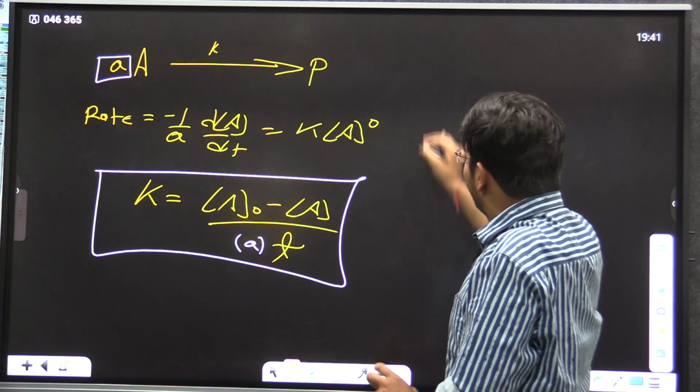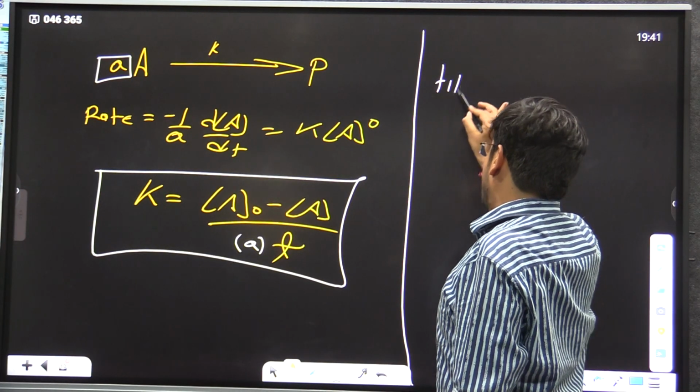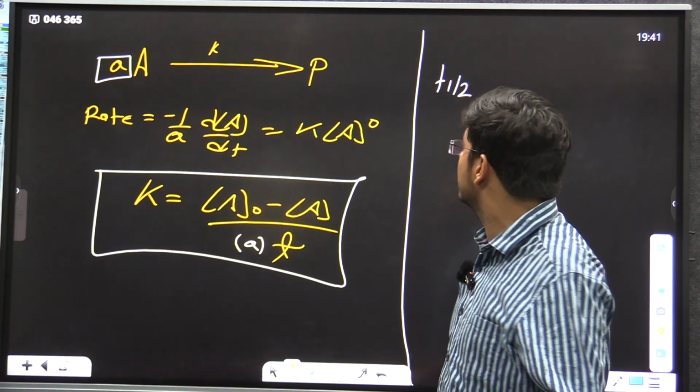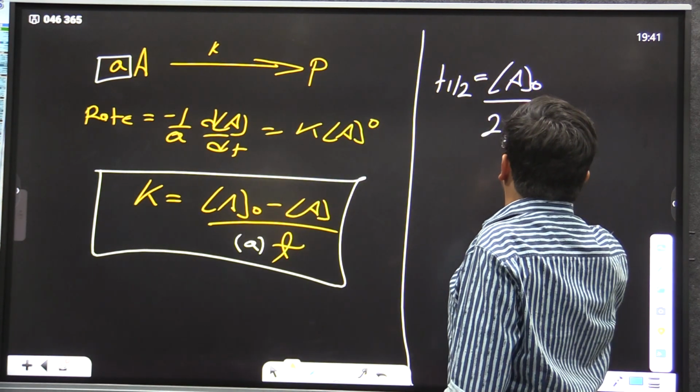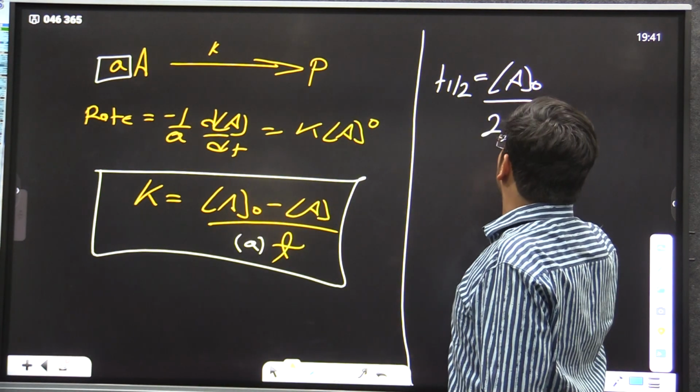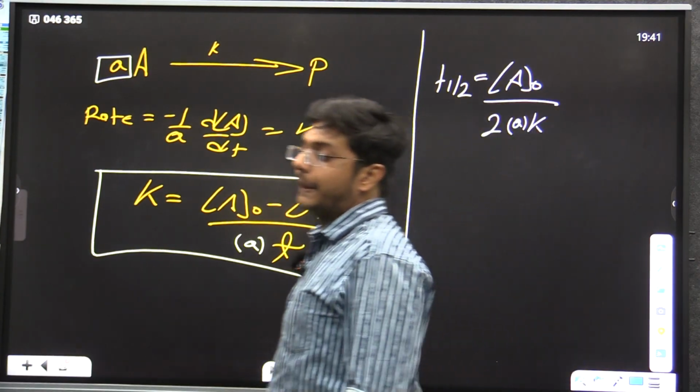So sir, if the rate constant changes, T half will also change. Yes, why not, my dear? T half will also change. That is, T half is A naught by 2 into K. Now what will we write? We will write A into K.